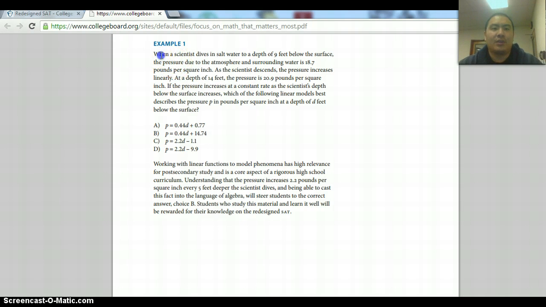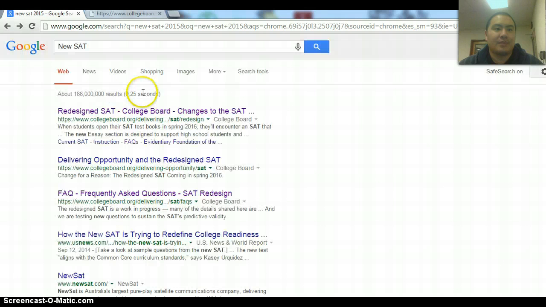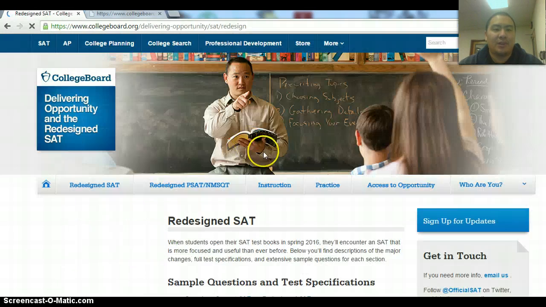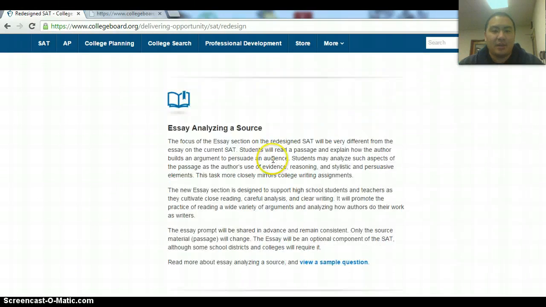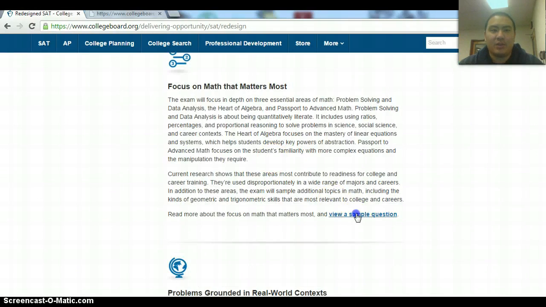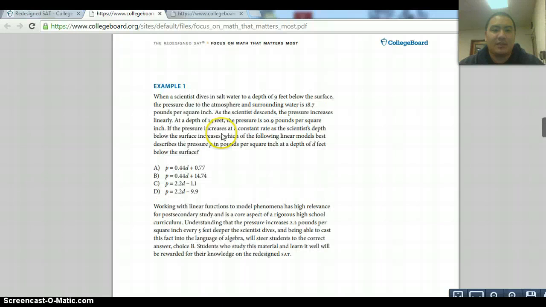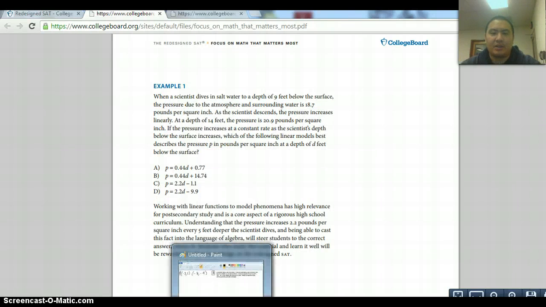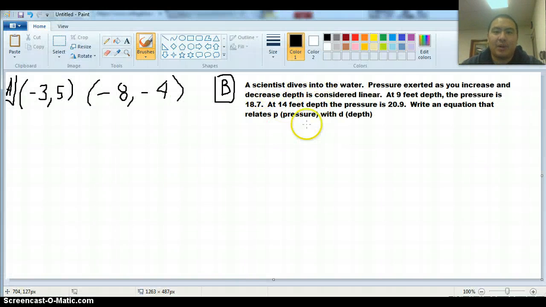So if you actually want to find it, just type in SAT. I googled new SAT, and it was the first one. When you go to the first one, it's actually the fourth link, and then you view a sample question, and it's the first example. And I'll do it here. So that's actually problem B. I'll do part of it, but I'll leave the rest to you guys.